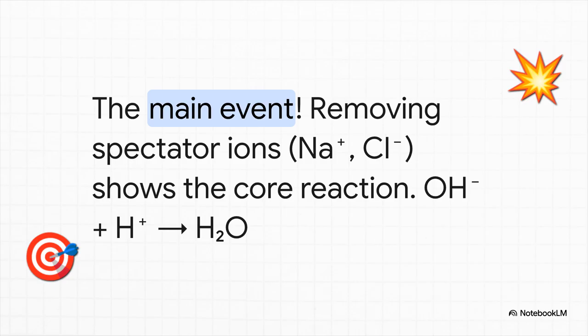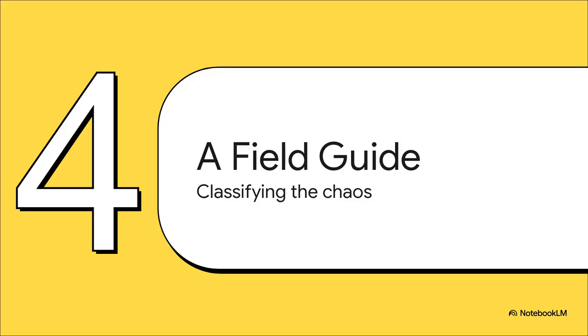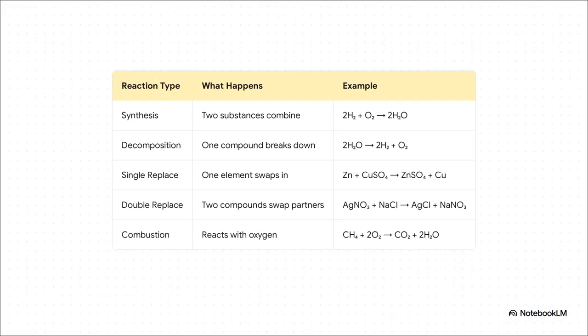That's the chemistry. So there are millions, probably billions of possible chemical reactions. Sounds totally overwhelming, right? Well, the good news is most of them fall into just a handful of major categories. So think of this as your field guide for identifying reactions out in the wild. This table really helps organize the chaos. So let's run through them. You've got synthesis, 2 things combined to make 1 new thing. Super simple.